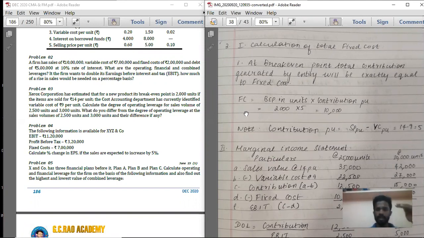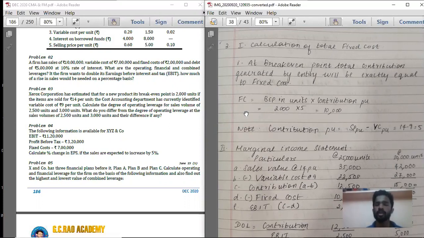At BEP level, whatever contribution you are earning is equal to fixed cost. What is meant by BEP? No profit, no loss. So contribution minus fixed cost, that is EBIT, should be 0. If contribution minus fixed cost comes to 0, it means contribution and fixed cost are the same. That is what they have explained in this point: contribution will be equal to fixed cost.